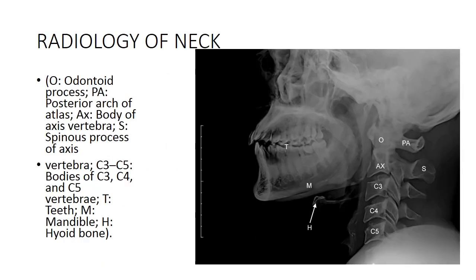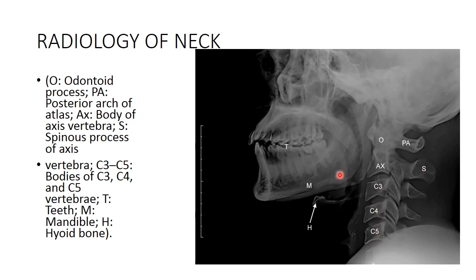Then we have the radiology of the neck. This is the posterior view. It is taken to study the cervical part of the vertebral column, atlanto-occipital joints, atlanto-axial joint, intervertebral disc spaces, and air-filled spaces like the oral cavity, pharynx, trachea, etc. This is the radiology of the neck, the posterior view.